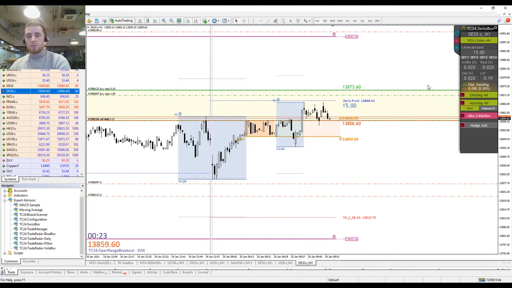So once we've set our boxes up, we click box lines on, entry on, and that's our box set up. So now we're just waiting for the market to move. As soon as the market price moves outside of these two lines, it's going to trigger one of those pending orders.